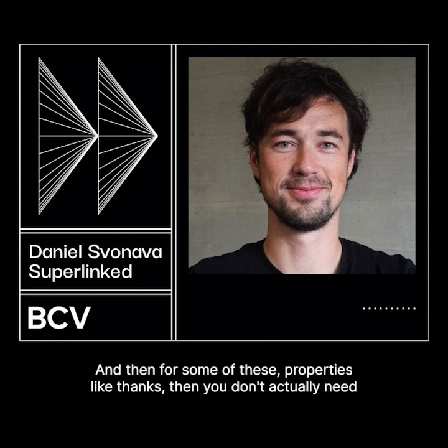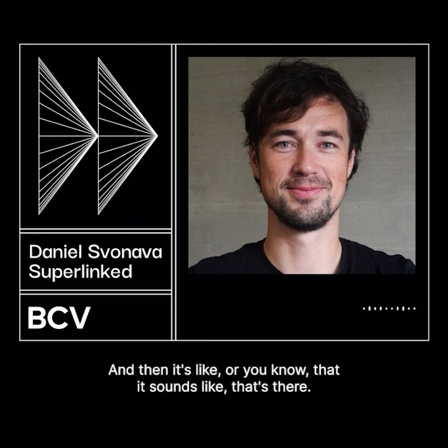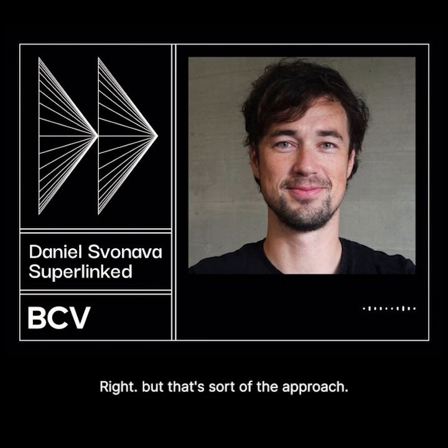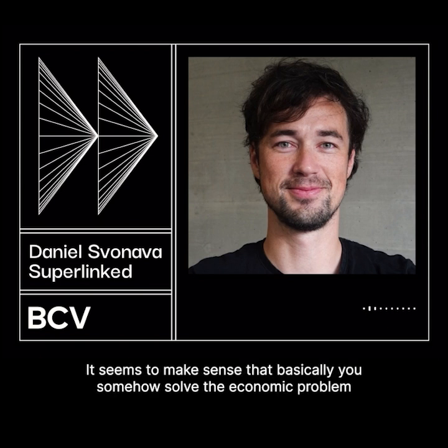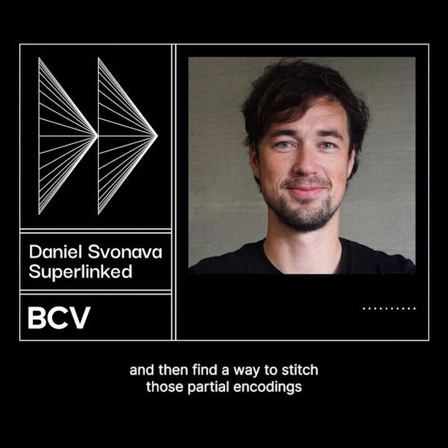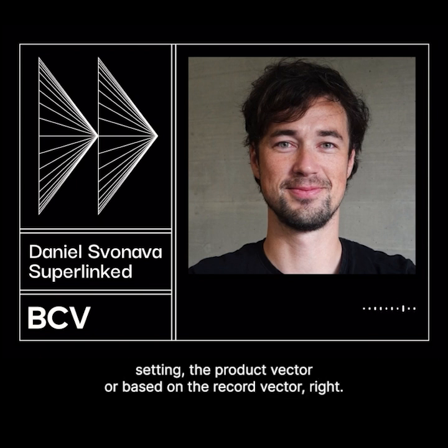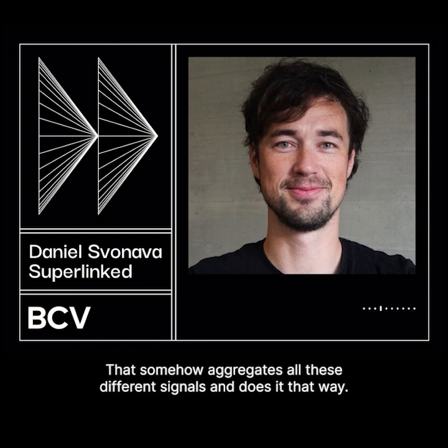And then for some of these properties, like the timestamp, you don't actually need a model to encode the timestamp in that way, and there are some caveats there. But that's the approach that seems to make sense: you somehow solve the encoding problem for each property of the entity, for each signal independently, and then find a way to stitch those partial encodings into a customer vector, or in the e-commerce setting the product vector, or a patient record vector.